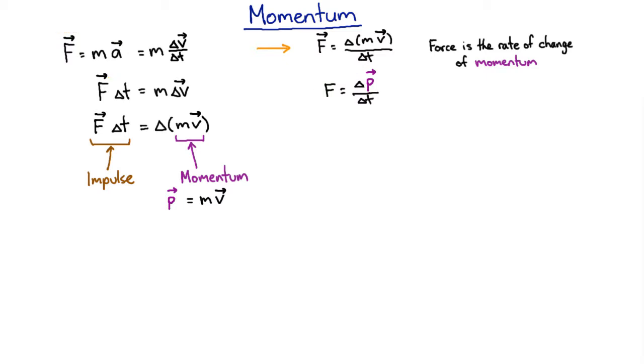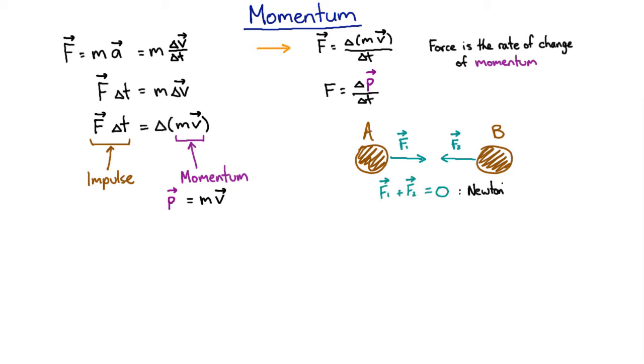The reason momentum is so interesting and important is due to Newton's third law. If we have two objects, A and B, and they apply a force on each other, and the only forces that exist are where you've got two objects and they apply a force on each other, according to Newton's laws, then those two forces have to add up to zero. So Newton's third law says that this force F1 is equal and opposite to F2, which means that in vector terms, if we add them up, they exactly cancel.